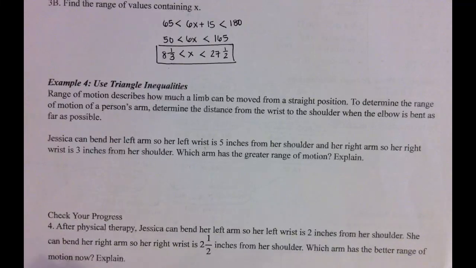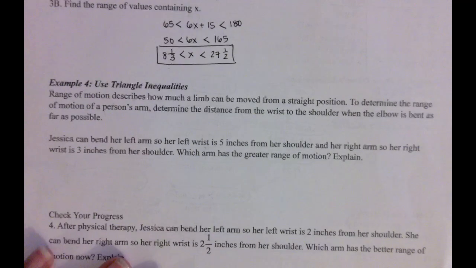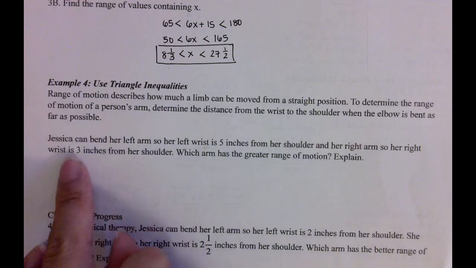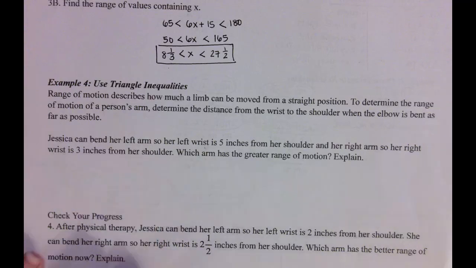Okay. So now we're moving on to our last example, which is example 4. The range of motion describes how much a limb can be moved from a straight position. To determine the range of motion of a person's arm, we determine the distance from the wrist to the shoulder when the elbow is bent as far as possible. Jessica can bend her left arm so her left wrist is 5 inches from her shoulder, but when her right arm bends that way, her right wrist is 3 inches from her shoulder. Which arm has the greatest range of motion, and explain.